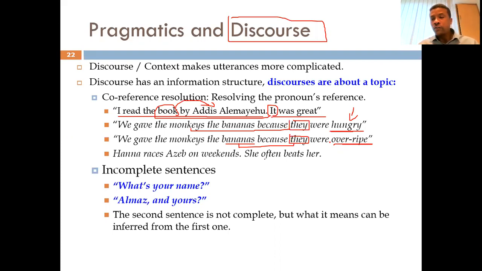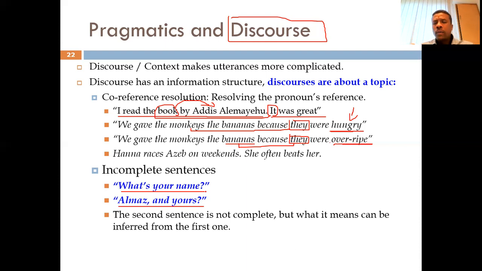So such kind of discourse is very important for higher level language understanding. And we also have, if you have a sentence like Almaz and yours, this is not meaningful unless, in other words, you have the first sentence, what is your name? You cannot actually give meaning to the second one. And this is very important in language understanding.